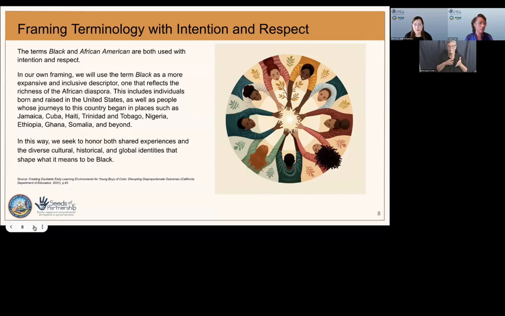So we're just going to pause and ask you to take that in for a moment and think about the different cultural experiences, ethnic experiences, and national experiences that come into your communities, into your schools, that represent the Black African diaspora. And on that note, we're going to move into introducing our panel, which we're super excited about.